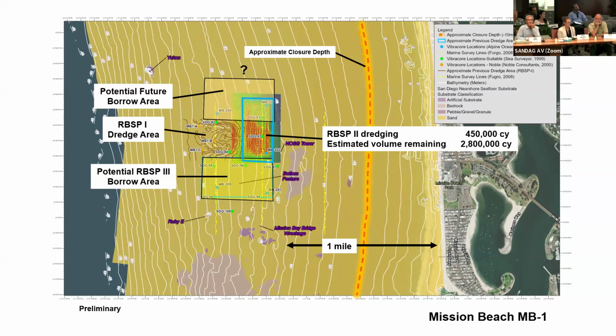We're proposing to expand the borrow to the south. There's a number of favorable vibrocores that are telling us we should expect similar materials to what's been dredged in the past. It may be feasible to expand it to the north. A similar geologic environment. So we'll be recommending vibrocores, perhaps in some areas marine geophysics to check for bedrock.